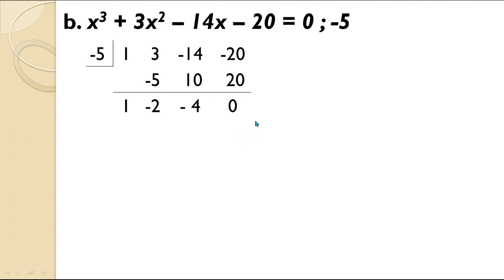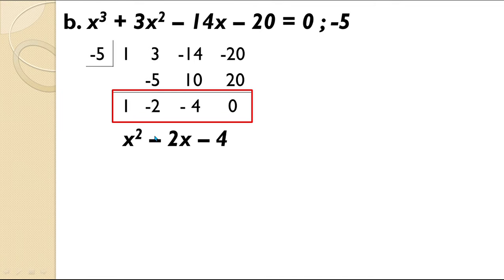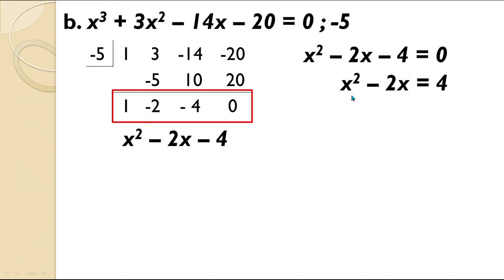So, yung ating remainder ay 0. Therefore, yung given is negative 5 ay root ng given polynomial. So, let's get the quotient x squared minus 2x minus 4. And we will use again this one para makuha natin yung other roots. So, equate with 0. Then, transpose natin yung ating constant to the right side, magiging positive.